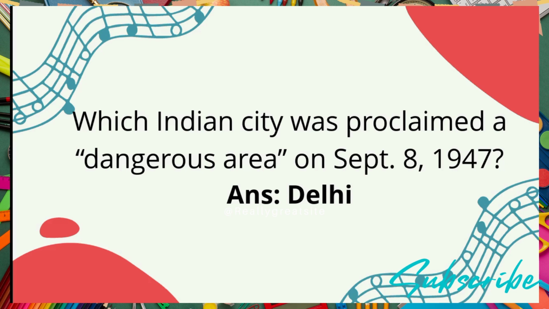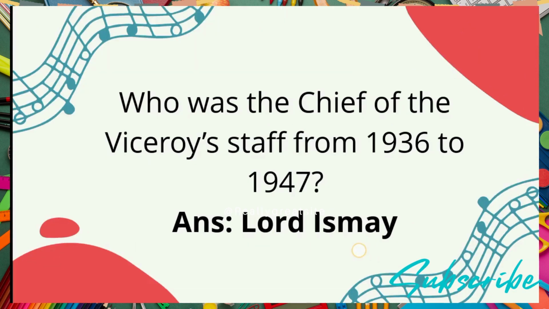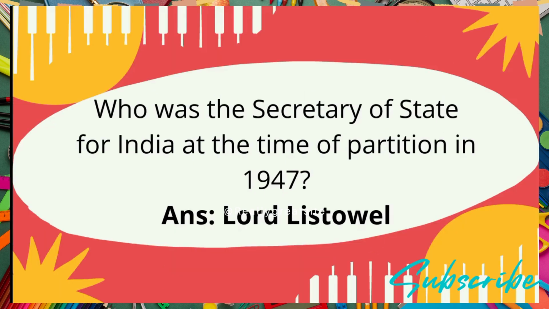Which Indian city was proclaimed a dangerous area on September 8, 1947? Delhi. When was the Indian Independence Bill moved into the British Parliament? July 4, 1947. Who was the chief of the Viceroy's staff from 1936 to 1947? Lord Ismay. Who was the Secretary of State for India at the time of partition in 1947? Lord Listowel.